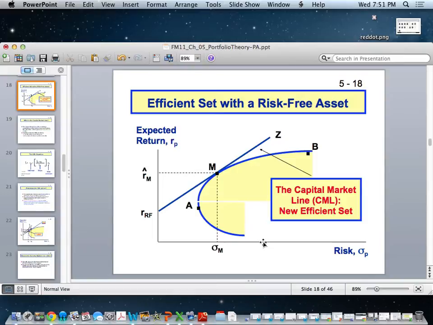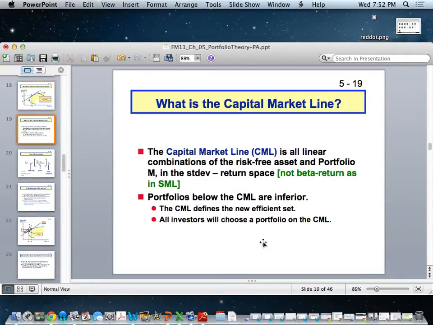We're gravitating towards an amazing revelation almost. Just by the introduction of a risk-free asset, we have broken free of the efficient ellipse that we have. So that's where that line is. All investors will choose a portfolio on the capital market line.